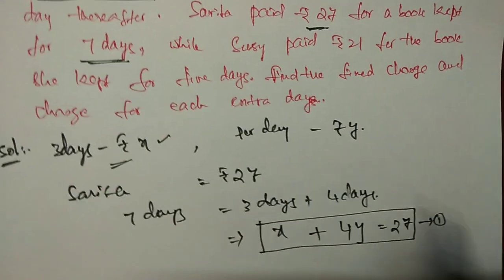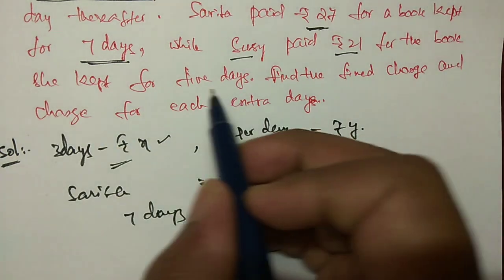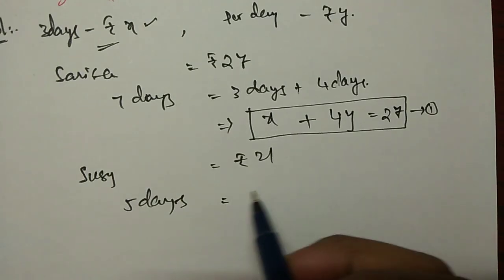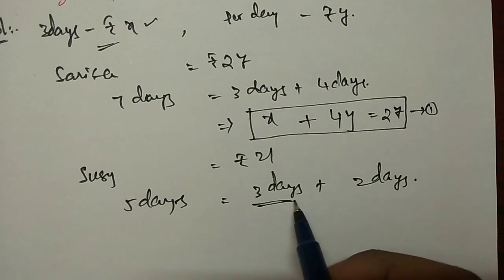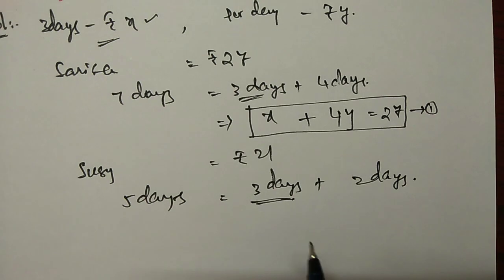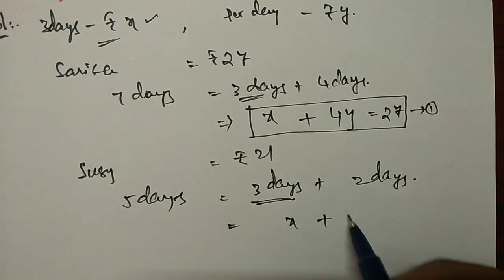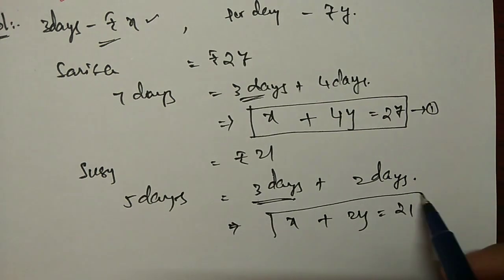Similarly, Susie paid 21 rupees for the book she kept for 5 days. So for 5 days, the total cost is 21. 5 days we can write as 3 days plus 2 days, because the 3 days cost is fixed. So it is x plus 2 days, each day is y, 2 days is 2y. The total she paid is 21 rupees. So this is the second equation.